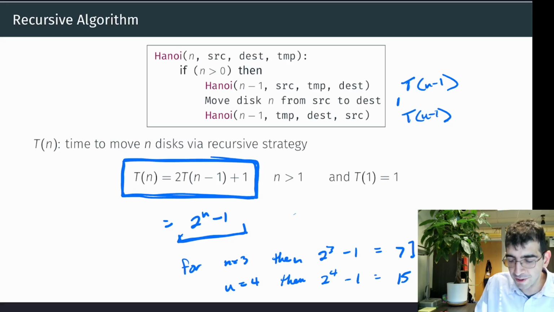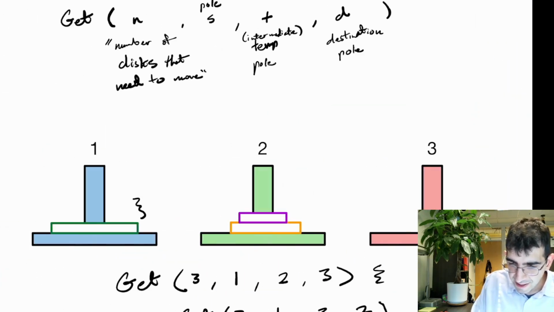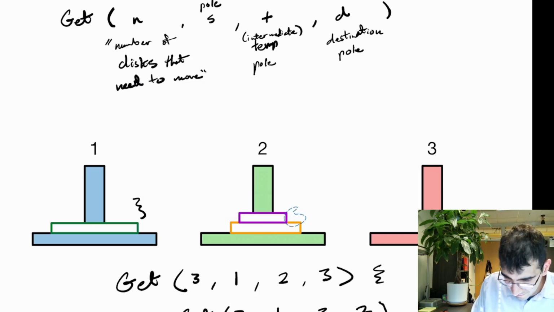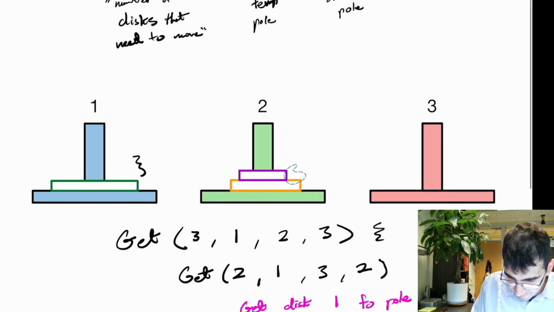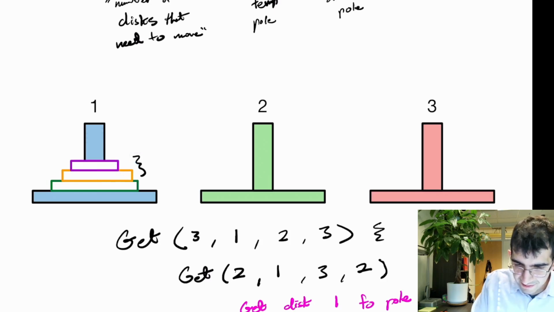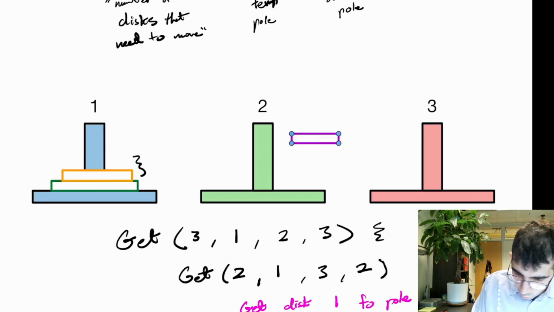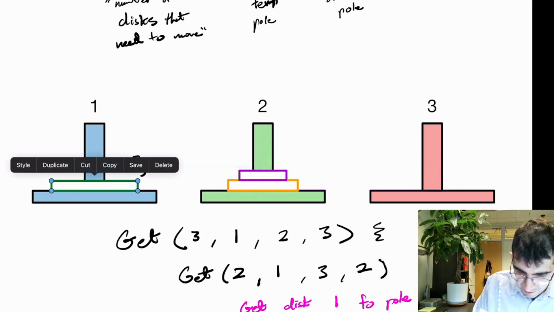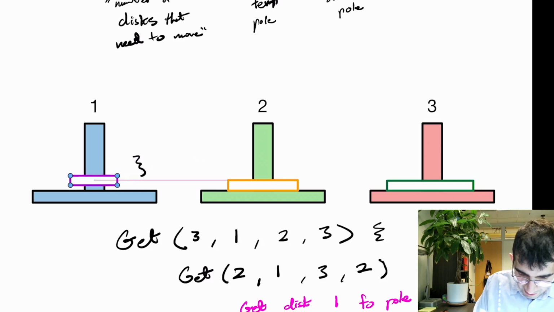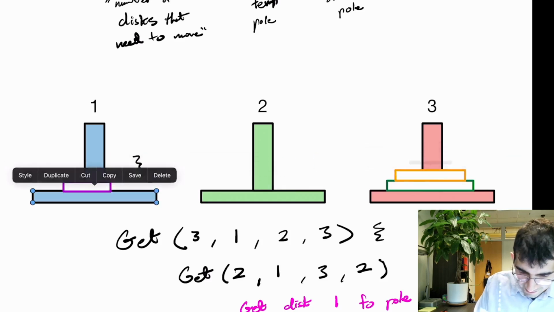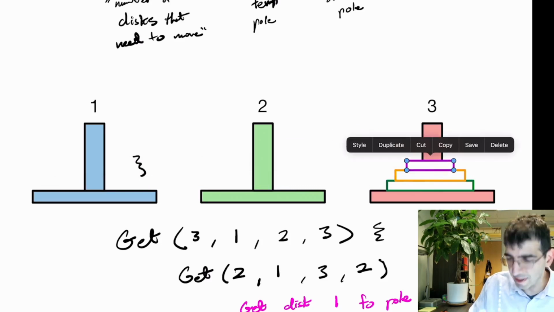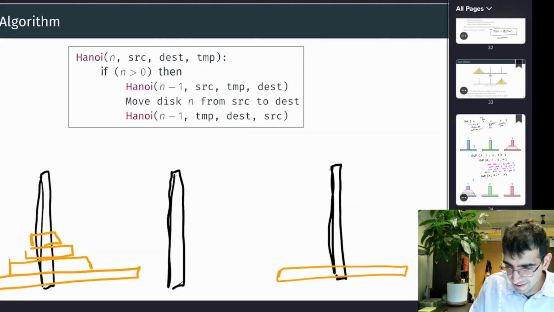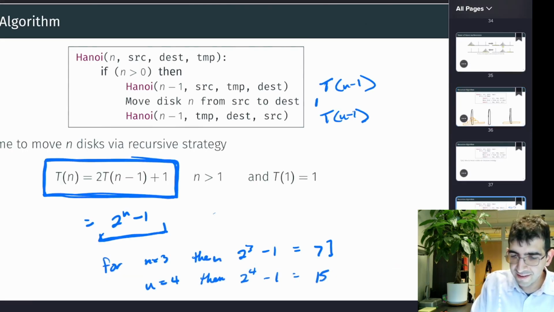But let's verify this 7 real quick before we move on. Let's count it out. 1, 2, 3, 4, 5, 6, 7. Bam. There we go. Our recurrence works. So that is the Tower of Hanoi problem.